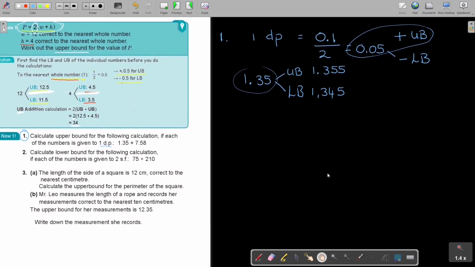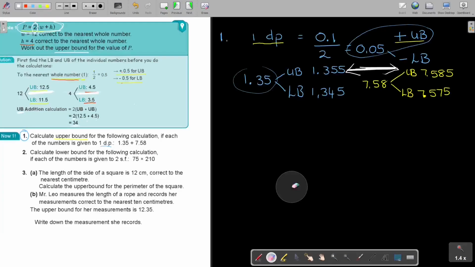Now I'm doing exactly the same. 7.58. Because it's also 1 decimal place, I'm going to do exactly the same. I'm going to add for my upper and I'm going to subtract for my lower bound. So for my upper bound, I'm going to get 7.585, and for my lower bound, I'm going to get 7.5775.